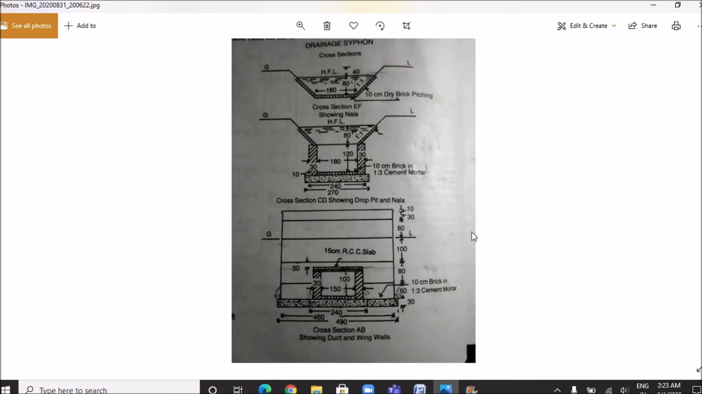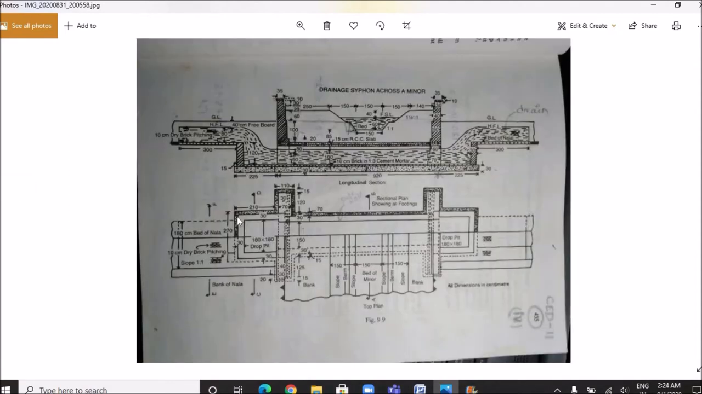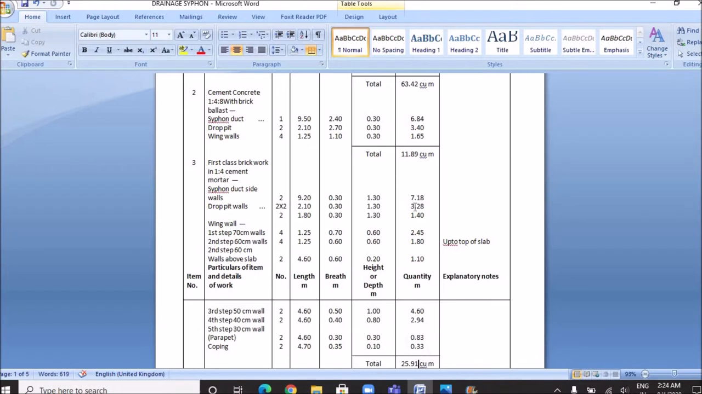For the wing wall, which is having a breadth of 60 centimeter above the RCC slab, the length is 4.6 meter from this portion to this portion. And here the number of wing walls would be 2, because this wing wall would be taken from here, this portion. So there will be 2 number of wing walls. One is this side and another one is behind it. So you have to imagine the cross section of the duct. And the breadth would be 60 centimeter and the height would be 20 centimeter. And the quantity is calculated as 2 into 4.6 into 0.6 into 0.2, which is equal to 1.1 cubic meter.